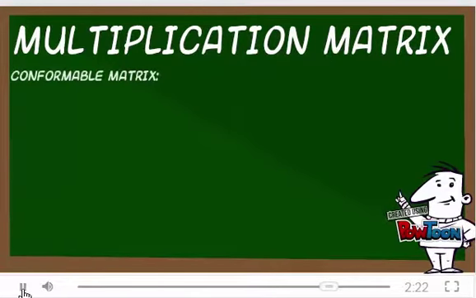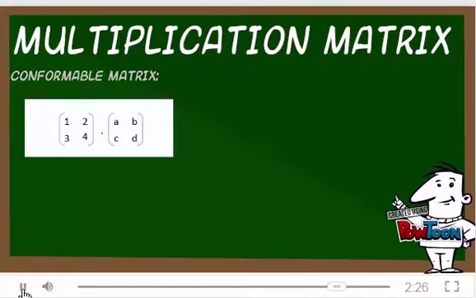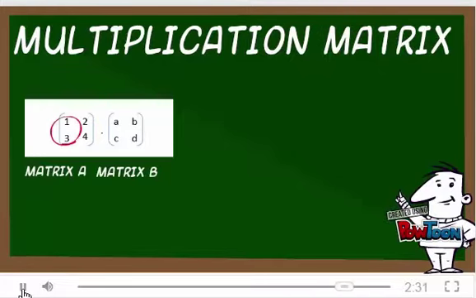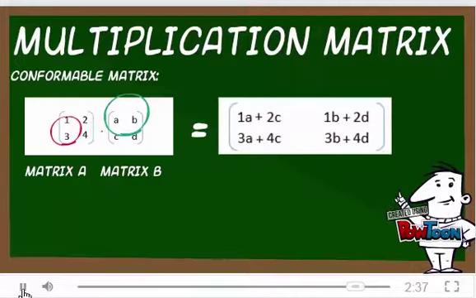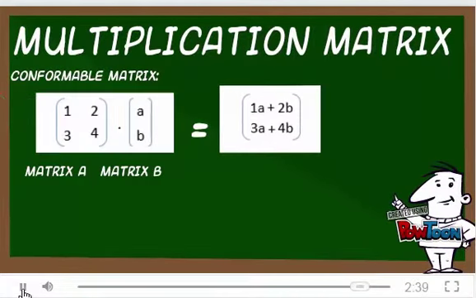Next, the conformable matrix. A conformable matrix is a method which can be applied when two matrices can be multiplied. To calculate it, you need to multiply the row of the first matrix with the column of the second matrix. You will get the product as shown in the animation. The same exact method of multiplication can be applied to the following conformable matrix.